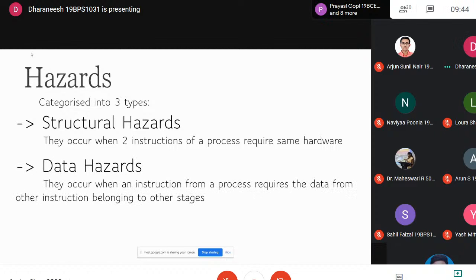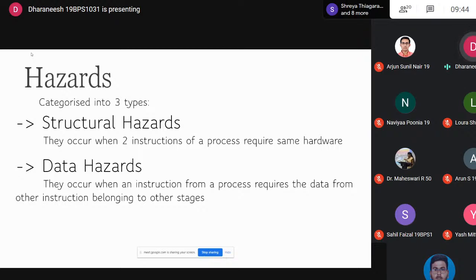The second thing is data hazards, and they occur when an instruction from a process requires data from another instruction. I have said that the parts which are divided are the fetch cycle, decode cycle, and so on. Just imagine when we are writing a normal C program, at the starting phase we include the libraries, and then we directly start programming. So just imagine the including of libraries is categorized as one process, and executing your instructions is taken as a second process.